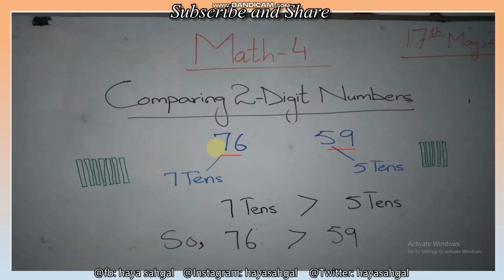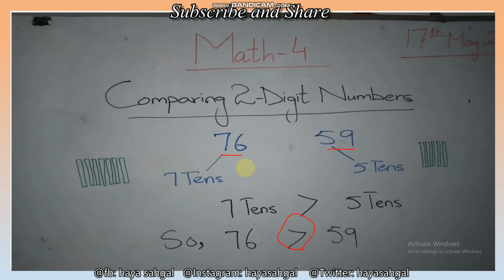So the greater digit is 7 tens here and 5 tens over here. Which one is greater, viewers? 5 tens or 7 tens? Of course 7 tens is greater. It means the whole number 76 is greater than 59, and we will show it with the greater than symbol. The open mouth of the crocodile will be towards the greater number.